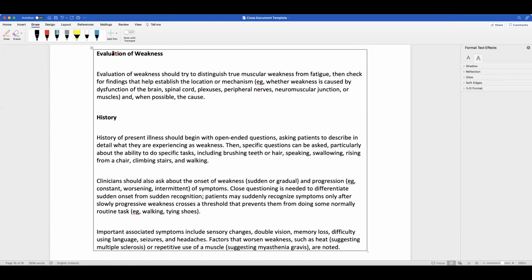Evaluation of weakness. Okay, so I'll take that. History. Okay, so that's right. So evaluation means assessment, right? So evaluation, assessment of weakness. Okay, no problem. What does this mean now? History, the signs and symptoms. Information. In what sense history?